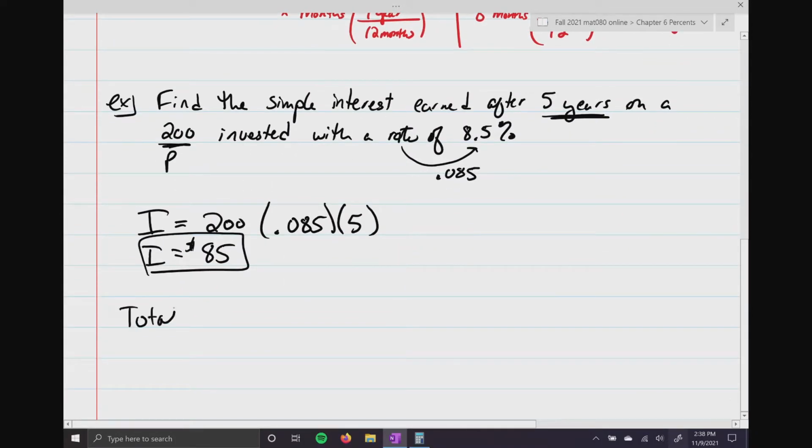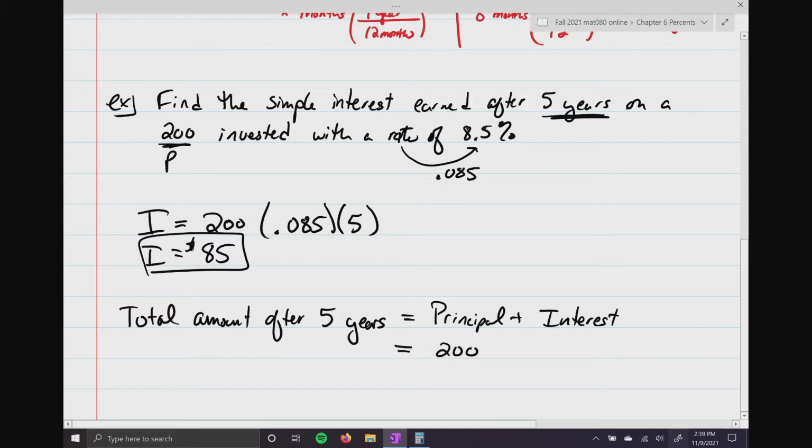Now, the total amount after 5 years will equal the principal plus the interest. So if you walked in after 5 years, your original amount was $200. You got $85 in interest. So they would give you $285 total for a total amount after 5 years. All right? Not too bad.